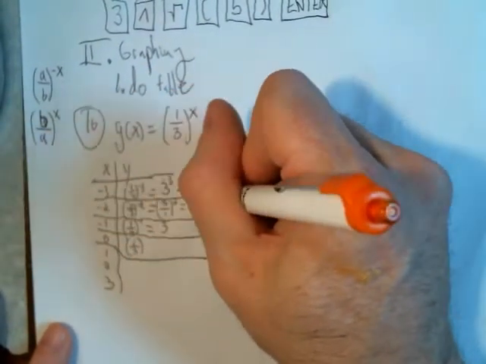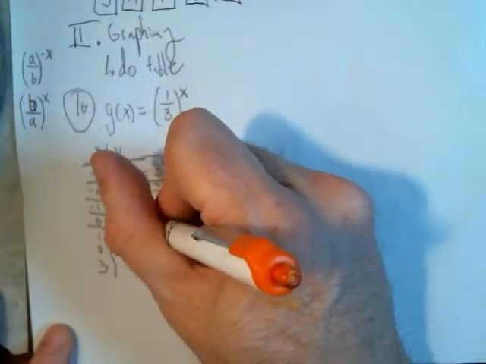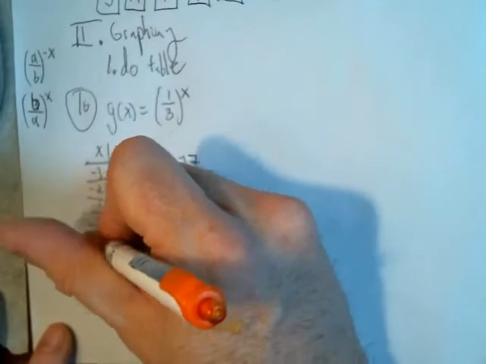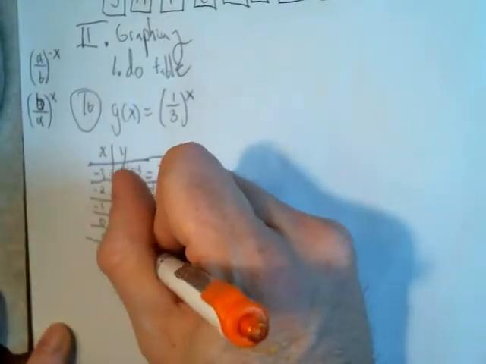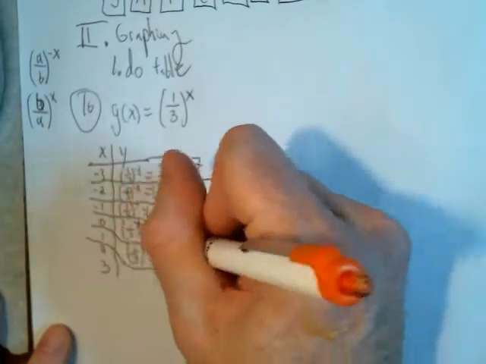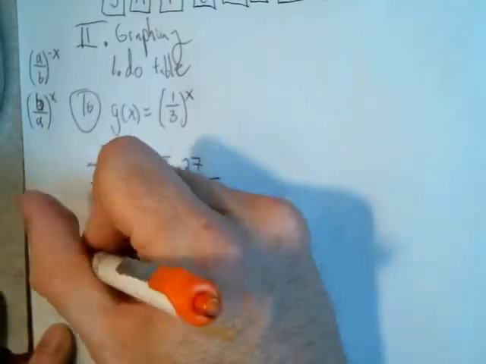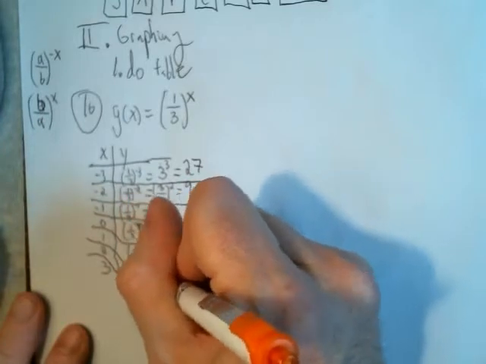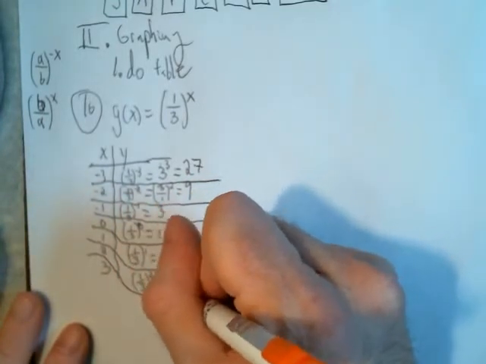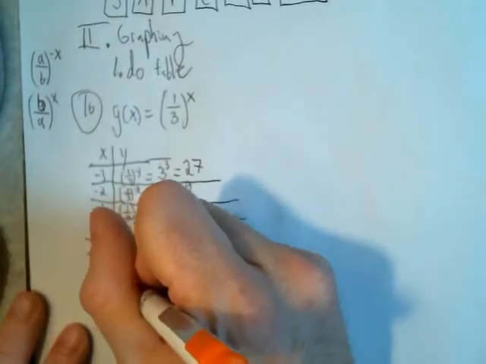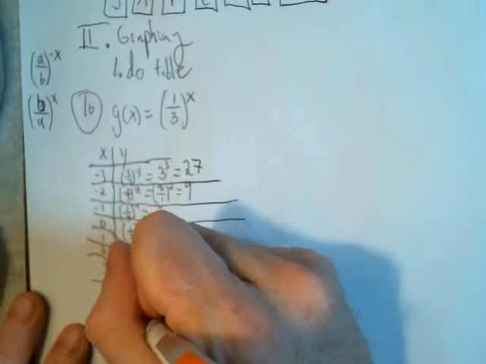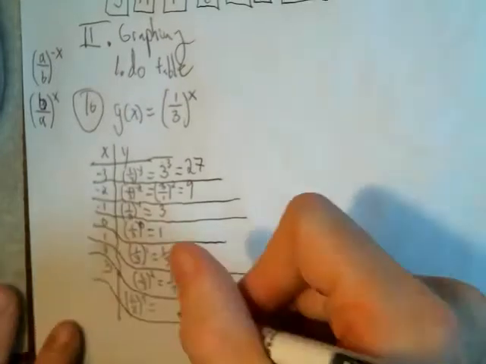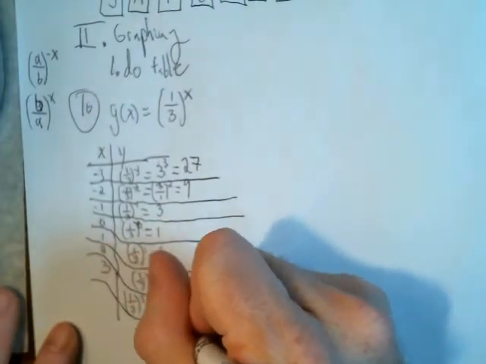Let's sort of cheat here a little bit and get a little more room so we can see this. So 1/3 to the 0 power is 1. 1/3 to the first power is just 1/3. And then 1/3 to the second power is 1/3 times 1/3, which is 1/9. And finally, 1/3 to the third power is 1/3 times 1/3 times 1/3, which is 1/27.